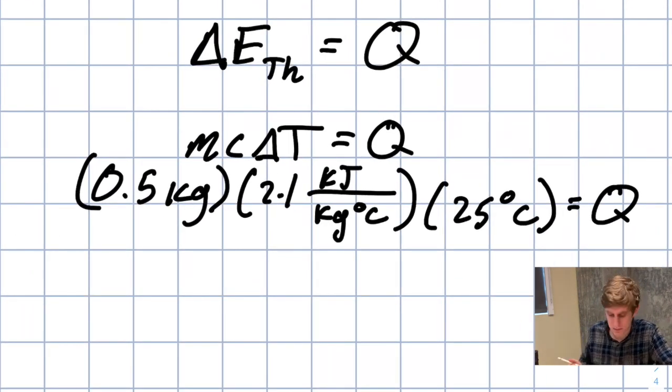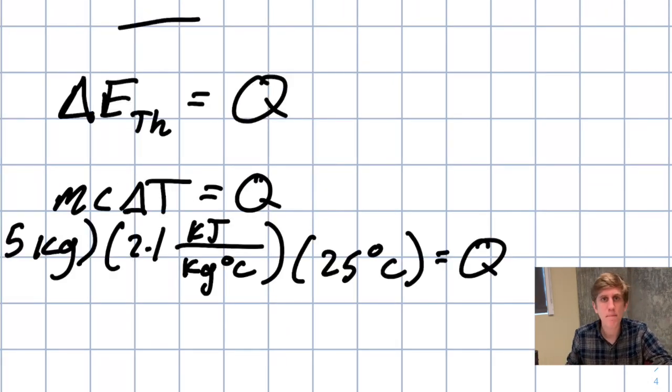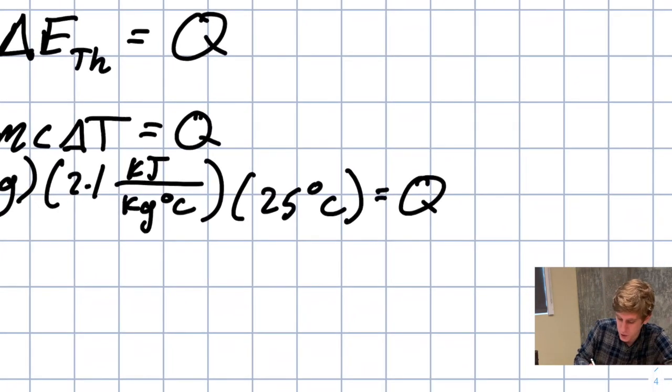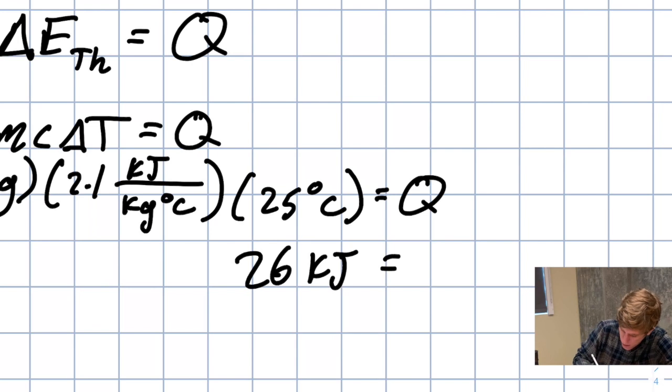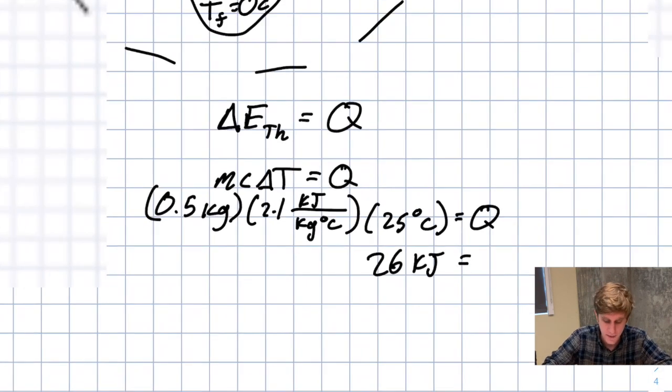Now all we have to do is plug this into our calculator to try to determine this value. Plugging this in, I get about 26 kilojoules. Recall that a kilojoule is just 1,000 joules. So what we've just determined is that in order to raise the temperature of the ice from negative 25 degrees Celsius to 0 degrees Celsius requires roughly 26 kilojoules of energy.